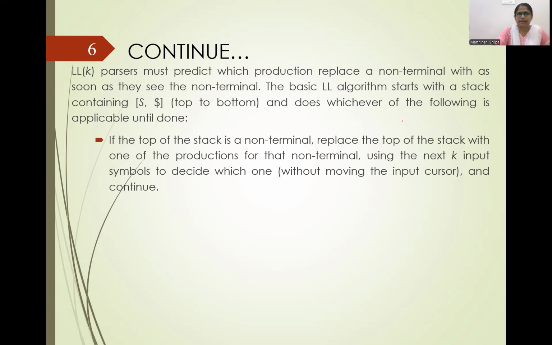Now the LL(k) parser will predict the production and replace a non-terminal. Why does it read a non-terminal? As soon as the parser reads a non-terminal, the parsing algorithm decides which production is going to replace that non-terminal, if it has a number of productions, in order to derive the terminals and the input string. That can be done by using this parsing algorithm.